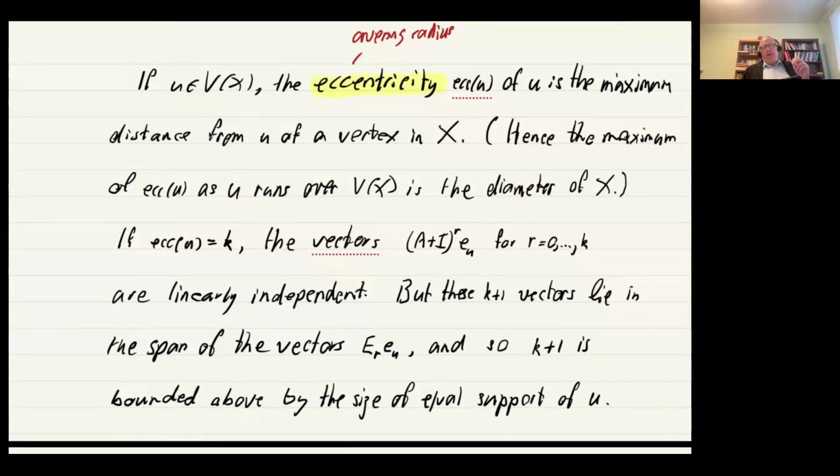I'm going to prove that the eccentricity of a vertex plus 1 is a lower bound on the size of the eigenvalue support of that vertex. Okay, so the proof is very similar.